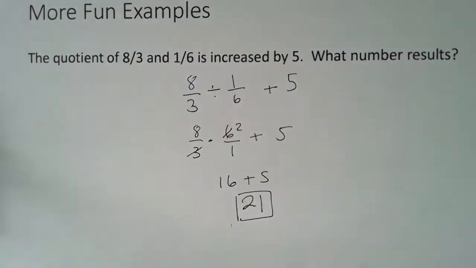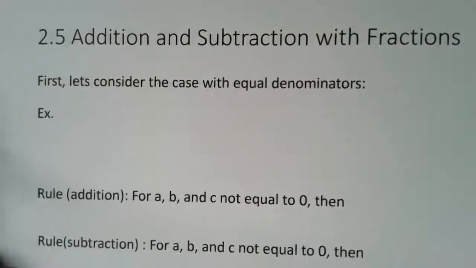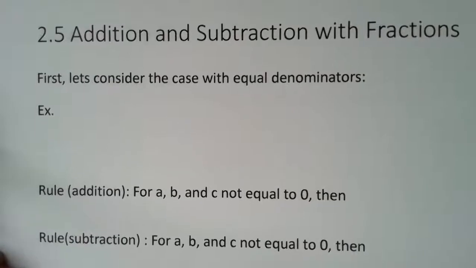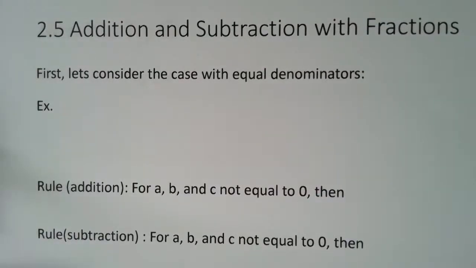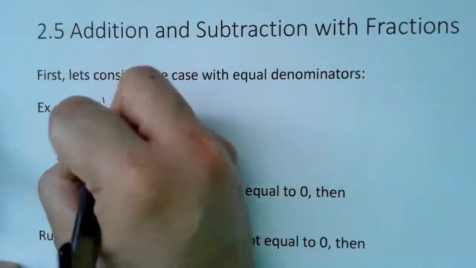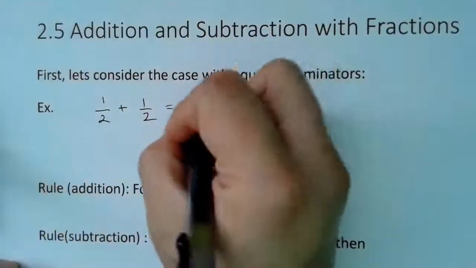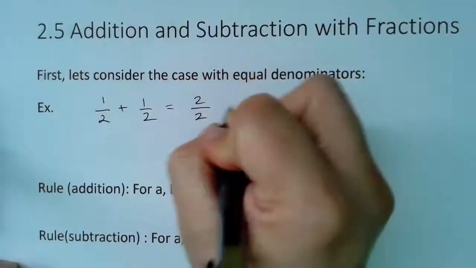Okay, since we still have a bit more time, let's go ahead and continue into section 2.5, which deals with addition and subtraction with fractions. Okay, so let's consider the case with equal denominators. So let's say we want to add 1/2 plus 1/2, right? So we keep the same denominator, and it becomes 2 halves, which is 1.